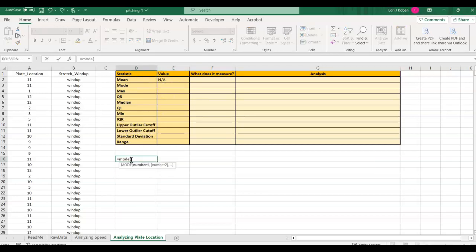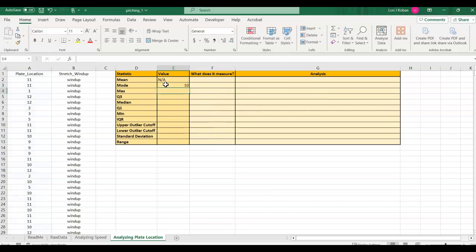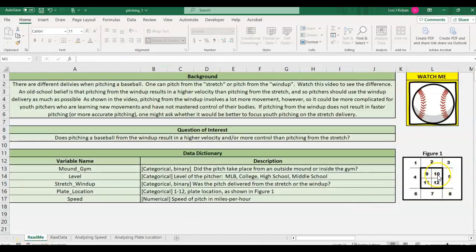If I took the mode, for example, of B, we'll do that later. Right now, let's take the mode of what we're interested in, which is A. So what's the most common number? The most common number is 10. Let me go back to the README. So the most common pitch is an upper right strike, a high on the right side strike.